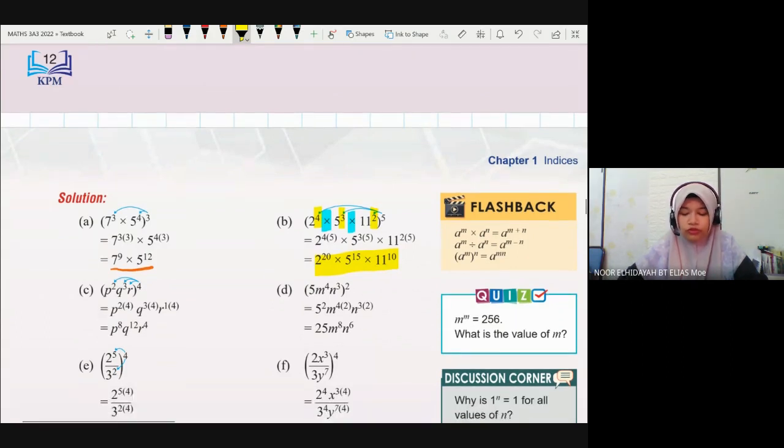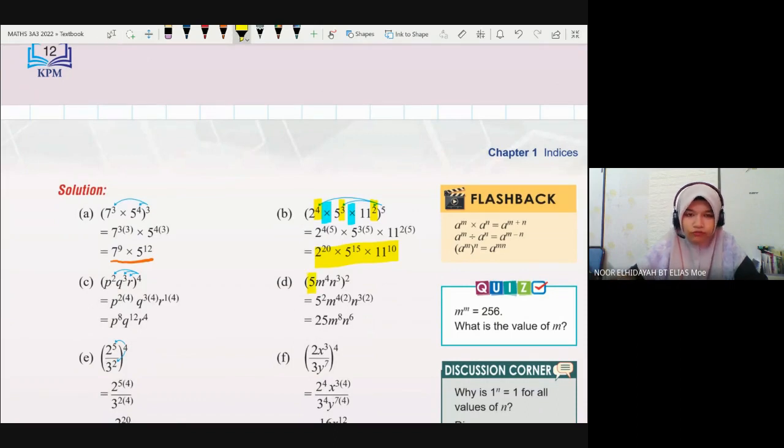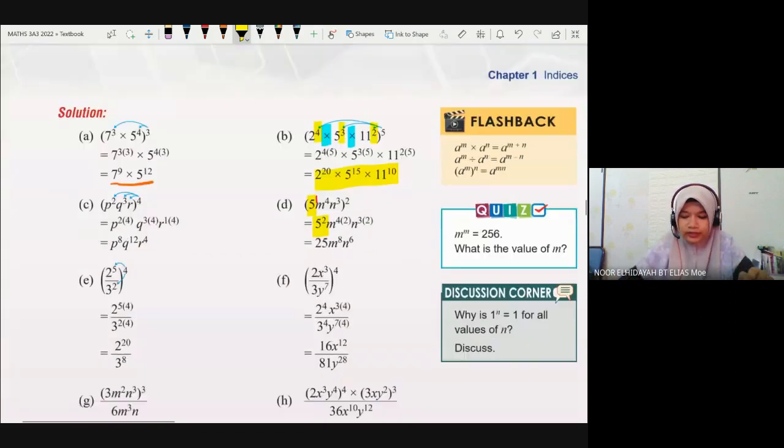Okay, for question D, you have coefficients. The coefficient inside is actually 5 to the power of 1. Okay, so 5 power of 1 pun kena expand. Alright, you have to expand. Okay, kena darab. So dia akan jadi 5 to the power of 2. 1 times 2. Okay, alright.